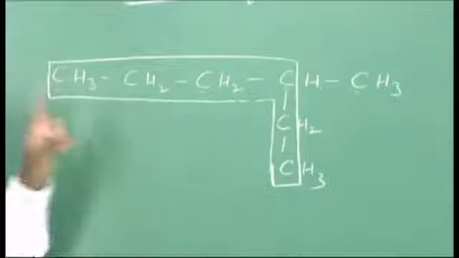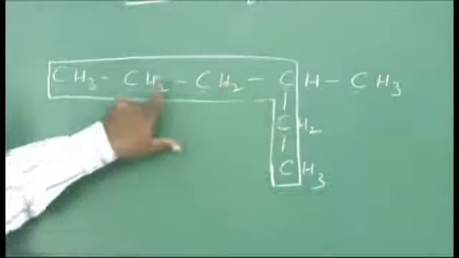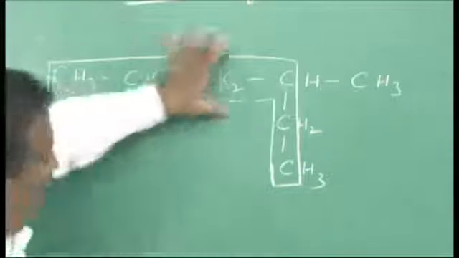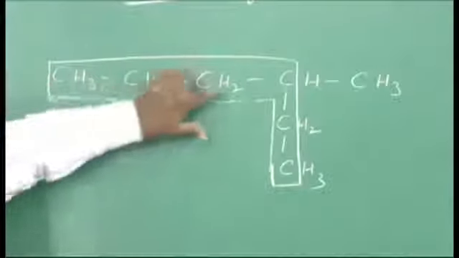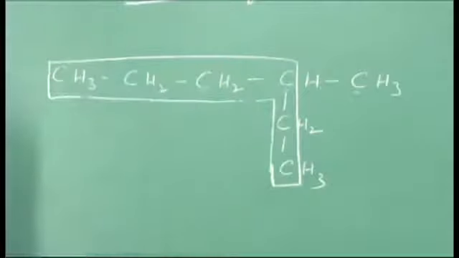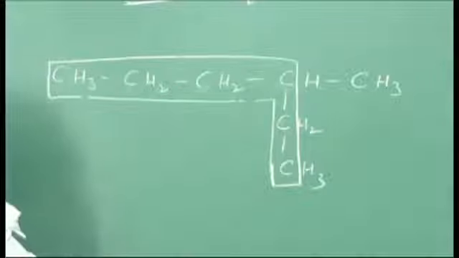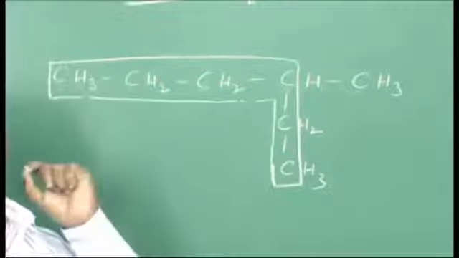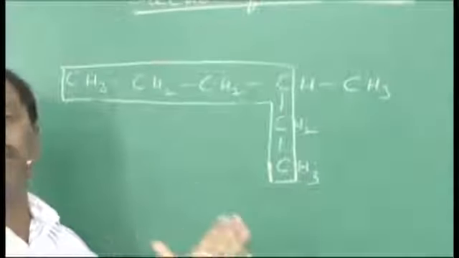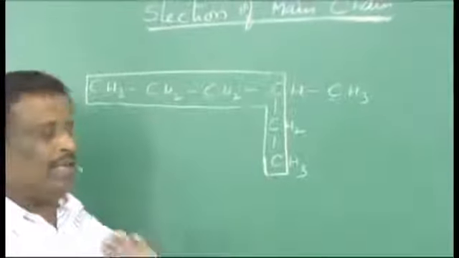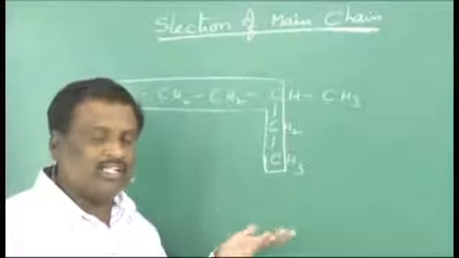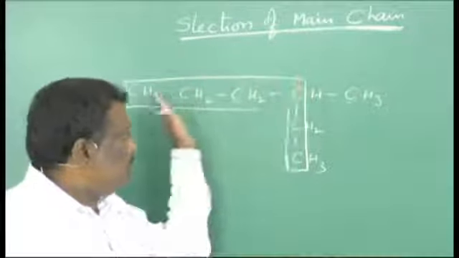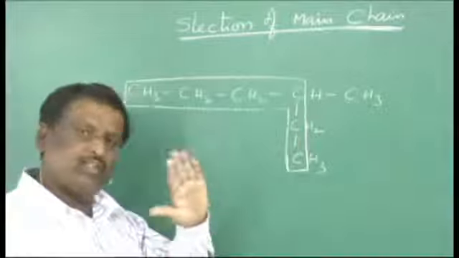Why have I selected this? Because if you take this as a long chain, 1, 2, 3, 4, 5, 6, you are getting 6 carbon atoms. But if you take the straight chain as the main chain, 1, 2, 3, 4, 5, only 5 carbon atoms are there. So, the first rule for selecting a main chain is that the main chain should contain the maximum number of carbon atoms, and it need not be a straight chain. It may be a zigzag one. So, the selection of this as the main chain is correct.